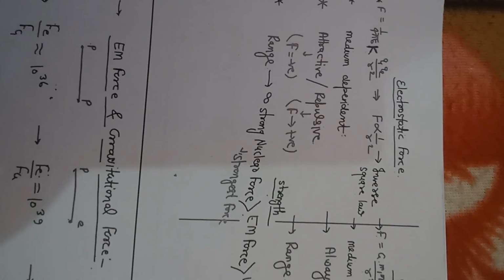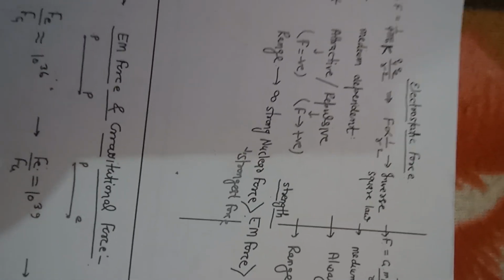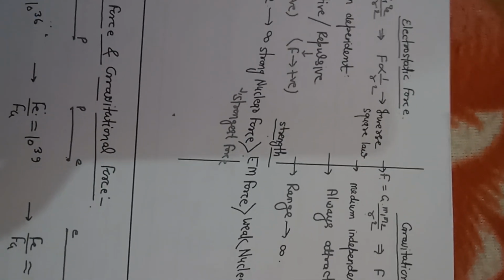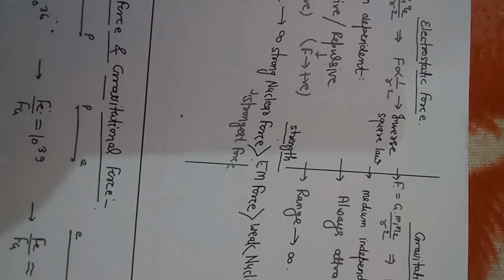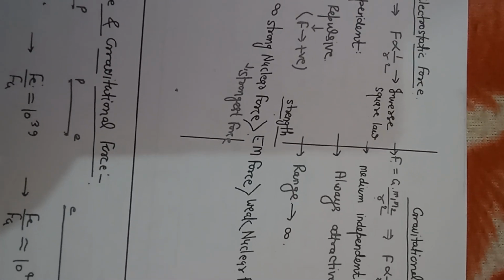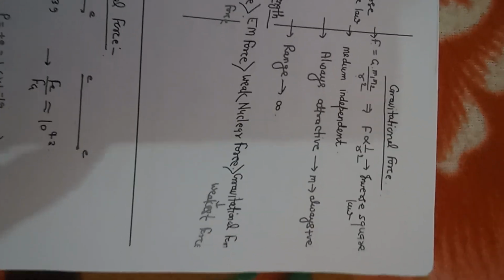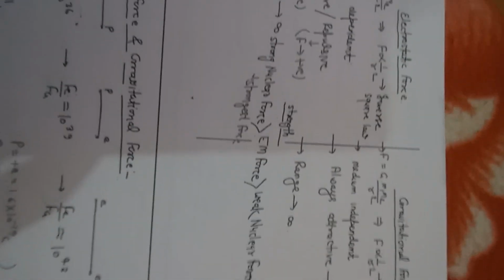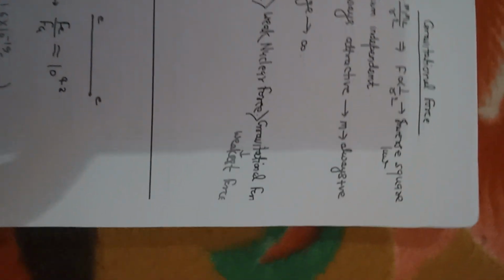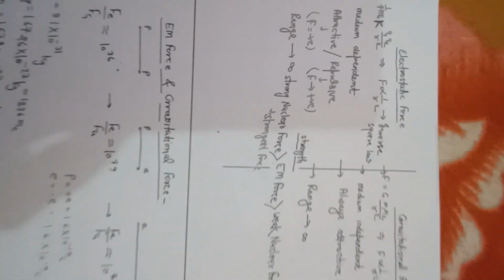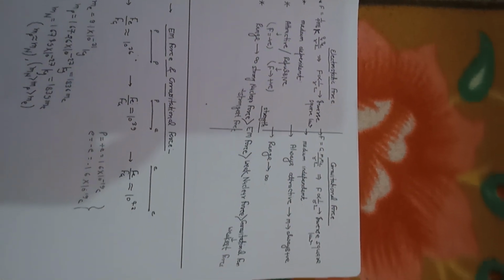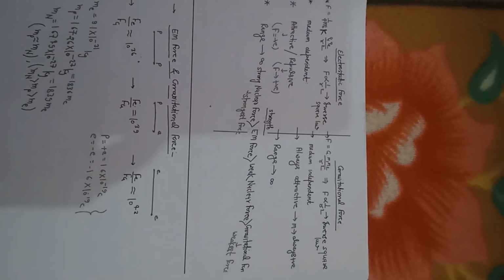Range, and we also describe strength. Which force is stronger? The strong nuclear force is stronger than the electromagnetic force, then the weak nuclear force, then the gravitational force. In this way we can say that the nuclear force is the strongest force and the gravitational force is the weakest force. So these are the comparisons between electrostatic force and gravitational force. You can also take a screenshot of this.